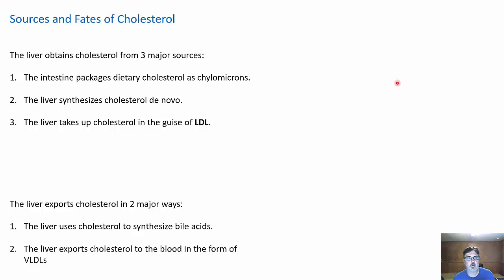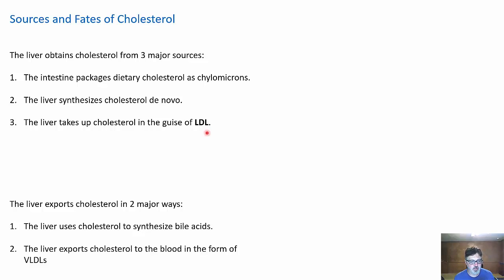But what we'll see here is that when we start to make and remove cholesterol, the liver, first of all, obtains cholesterol from three major sources. So first, you're going to have the dietary intake of cholesterol, those chylomicrons. They can be taken up by the liver. That's a prominent source of cholesterol, an important source. But there's also other sources as well, right? So we saw that the liver can also synthesize cholesterol de novo, so it can make its own cholesterol from its stores. And it can also take up cholesterol in the guise of those low density lipoproteins, those LDLs.